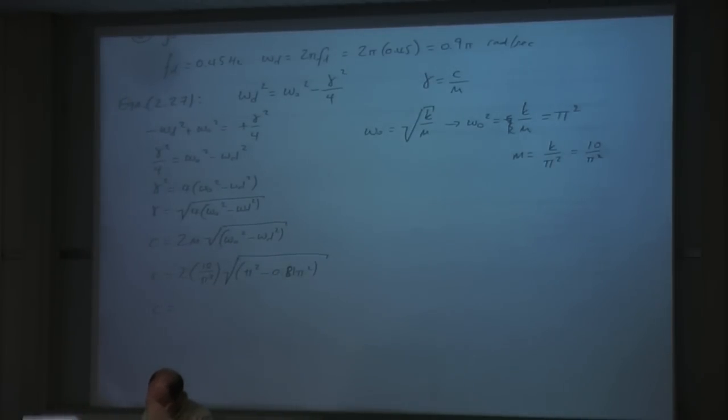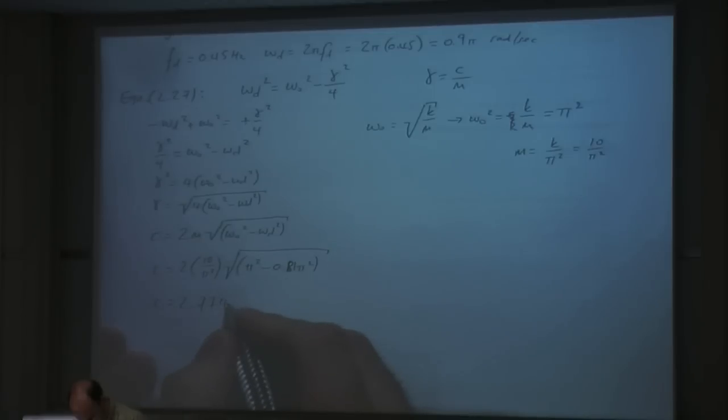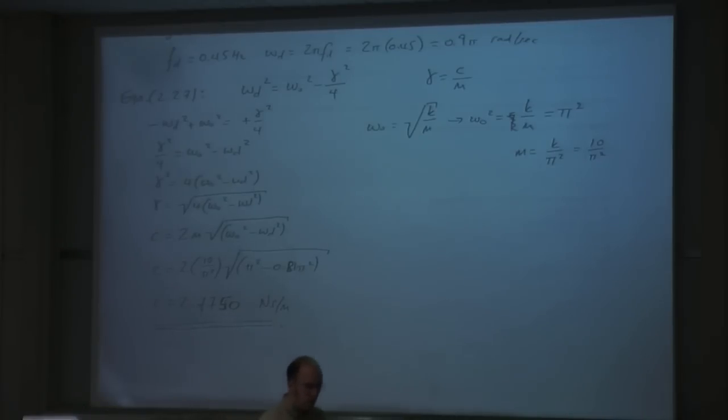And if you do the sums, 2 times 10 over pi squared, times the square root of pi squared minus 0.81 pi squared, I get 2.774. No, let's go for 50. Newton seconds per metre. Now, although the notes say this is something else, this is the correct answer, I promise you.